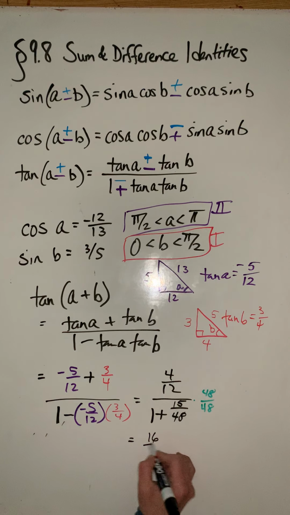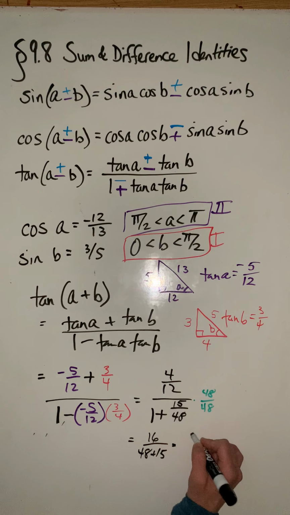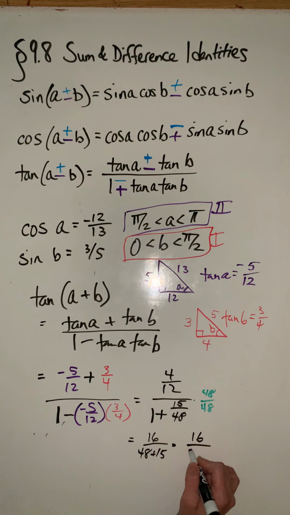So this just becomes 16 over 48 plus 15. So 16 over 63. And that is the tangent of A plus B. Isn't that fantastic? Get to use so many things in one problem that you've already learned. I love those. You know how much I love those problems.